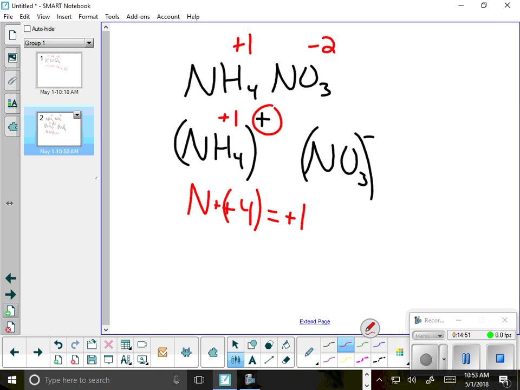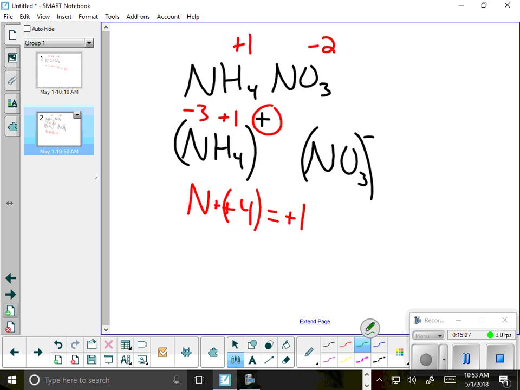What must the nitrogen be in ammonium? Let's do the math here. N plus a positive 4 equals a positive 1. What must N be? Negative 3. Is negative 3 one of the options on the periodic table for nitrogen? Yeah, so we're good. By the way, if you didn't realize I should set it equal to plus 1, you set it equal to 0 instead, you would find your nitrogen to be a negative 4, and I'm pretty sure negative 4 isn't an option on there, so that's another indicator.